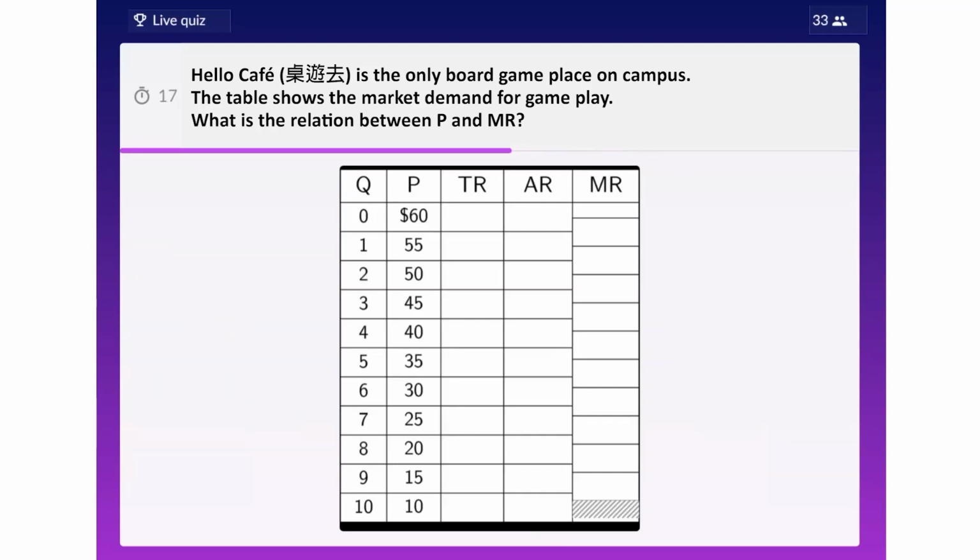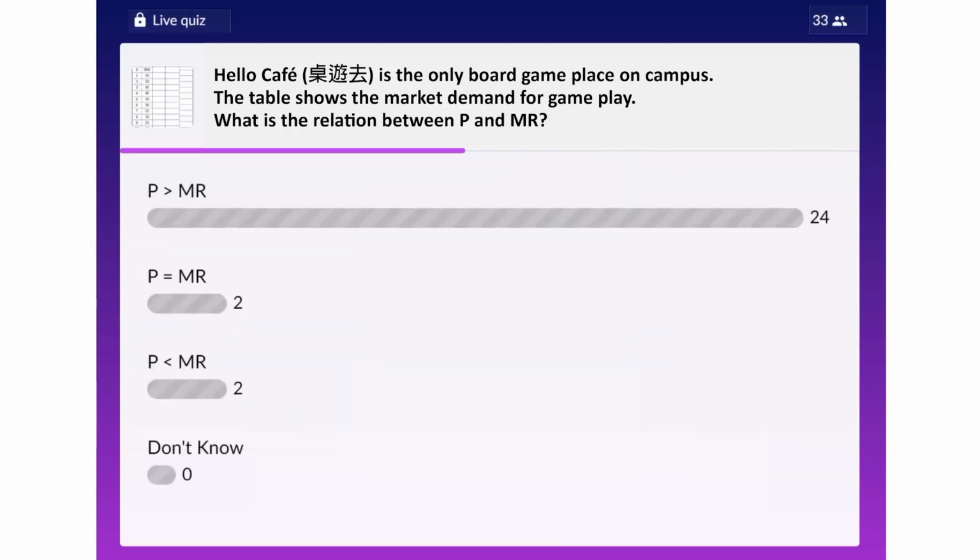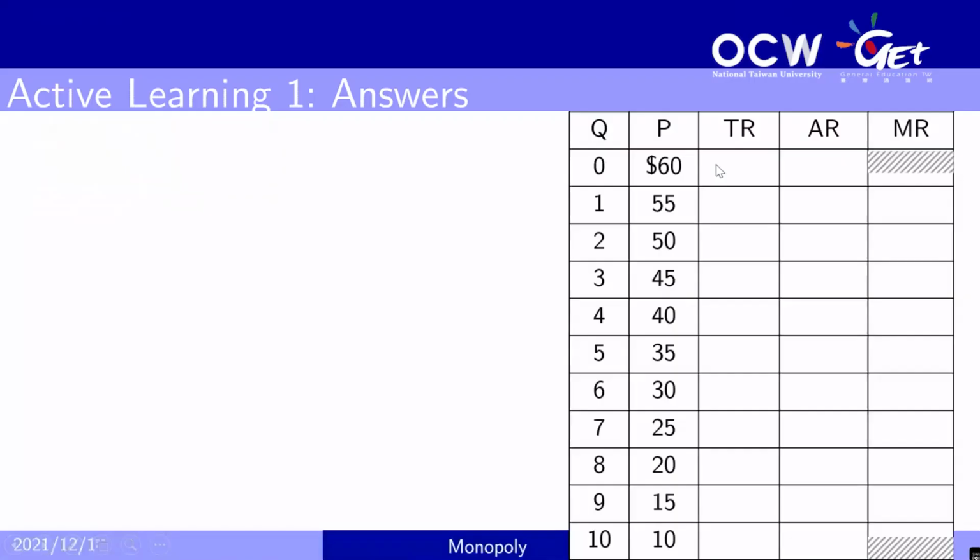Okay, so I think most of you already made your choice. Let's try. So most of you said price is greater than marginal revenue. Some have other answers, but the majority is correct. So let's take a look.